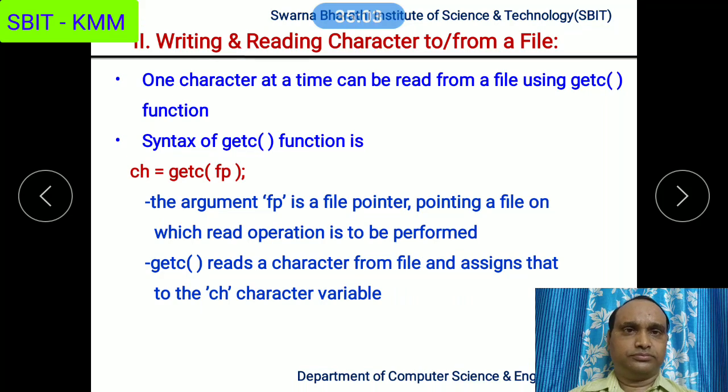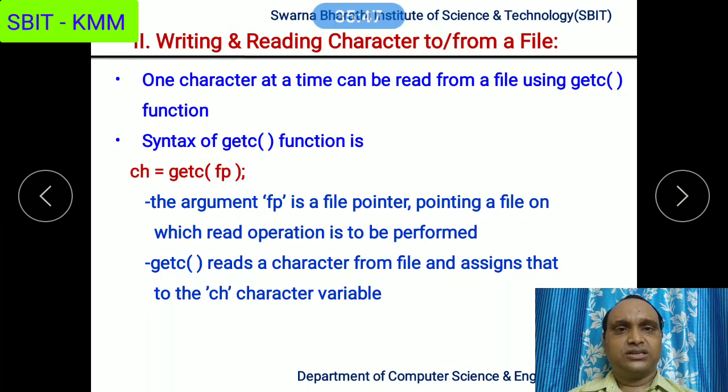Now, to read one character at a time from the file, we use the getc function. The getc function is very similar to the getchar function, which we used to read one character at a time from the keyboard. Similar to getchar, here we can use getc to read one character at a time from the file. Its syntax is also very similar: ch = getc(fp). The getc function receives only one argument. What is that argument? It is a file pointer, which is pointing to the file on which we are performing the read operation.